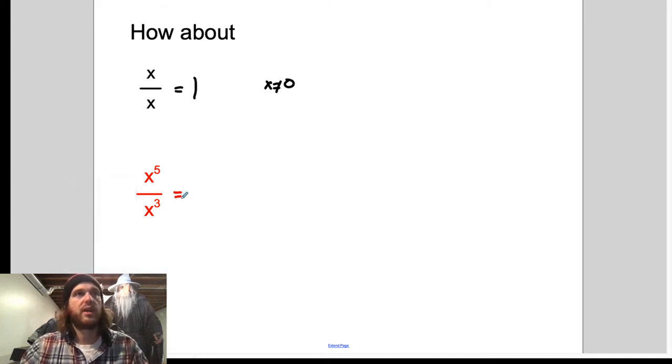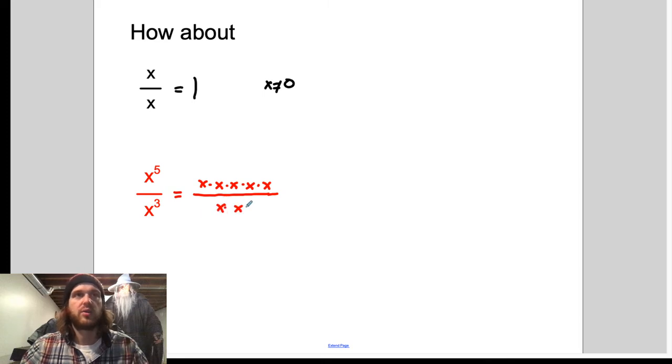Okay, how about right here? x to the 5th over x to the 3rd. So let's think about that. That is 1, 2, 3, 4, 5. I'm going to use expanded notation here for us to think about this. This is not how I expect you to do the problem on your assignment, but it helps us to understand the rules and where they come from.